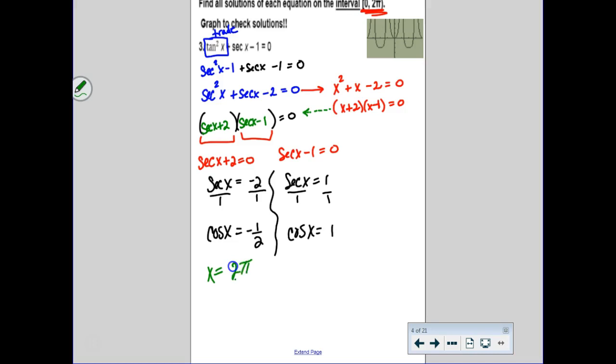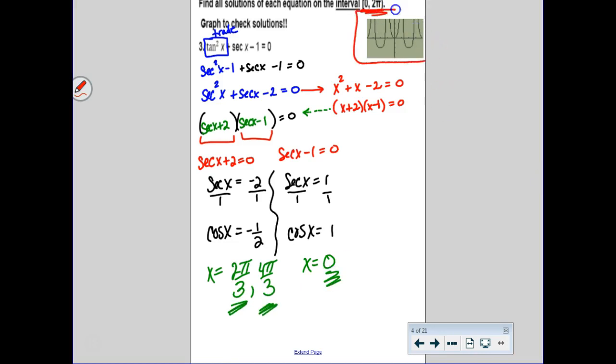2 pi over 3 and 4 pi over 3? Okay. And where is cosine equaling a 1? At 0. Now, why can I not count 2 pi? Because this interval here had a parenthesis, so it's not inclusive on the endpoint. You can't include 2 pi. So I just found 1, 2, 3 solutions.